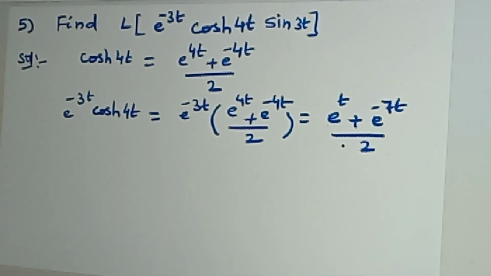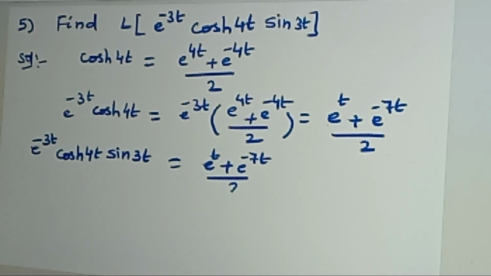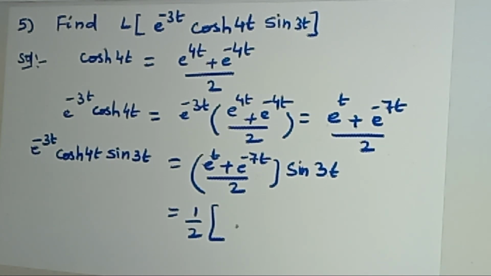After this what you are going to do? You will be writing all the three terms together. e raised to minus 3t into cosh 4t into sin 3t. What is it? e raised to t plus e raised to minus 7t upon 2 into what you will be putting? Sin 3t. सिंप्लीफाई करने के बाद 1/2 को बाहर लिखिए, फिर e रेज टू t को sin 3t से मल्टीप्लाई कीजिए. The first term will be e raised to t into sin 3t plus the second term will be e raised to minus 7t into sin 3t.